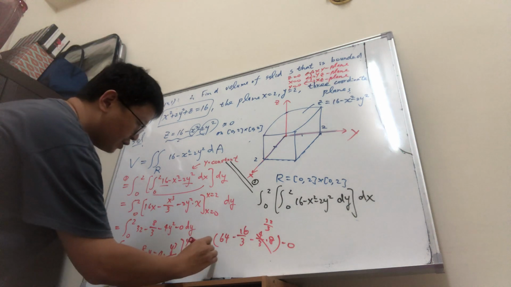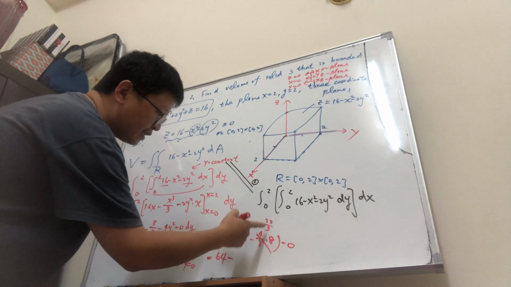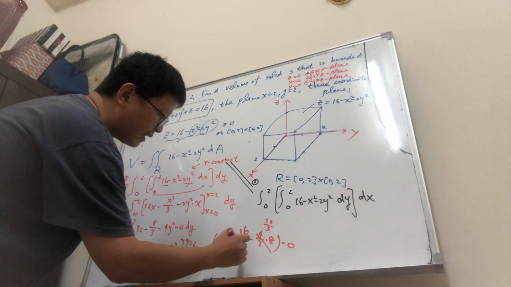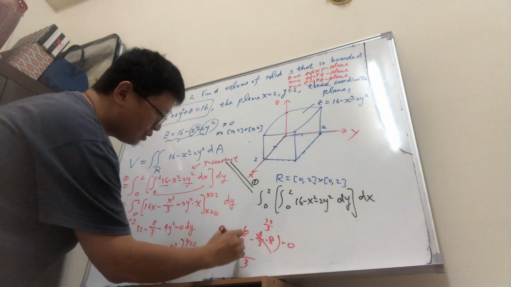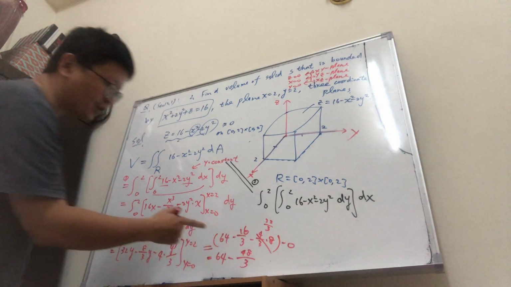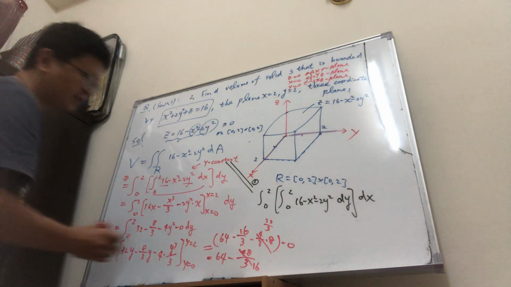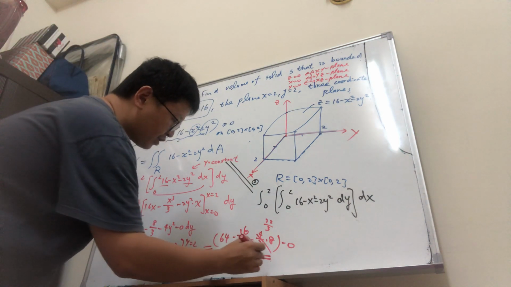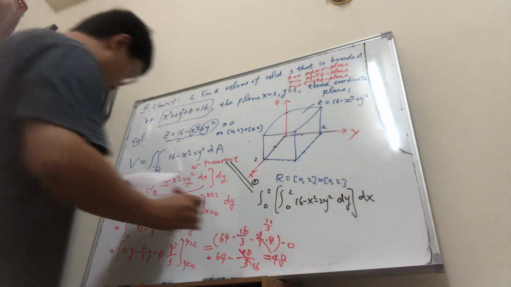So it's 64 subtract 16 over 3 subtract 32 over 3. So you could combine them, and it becomes the addition 48, but 48 divided by 3 is equal to 16. So 64 subtract 16 is equal to 48. So finally it's equal to 48.